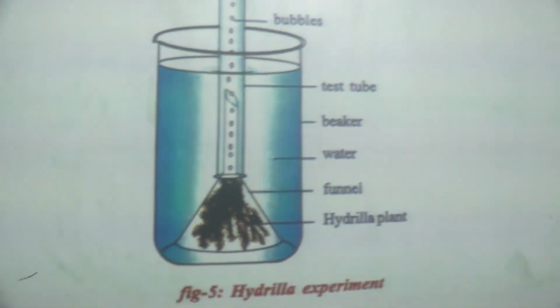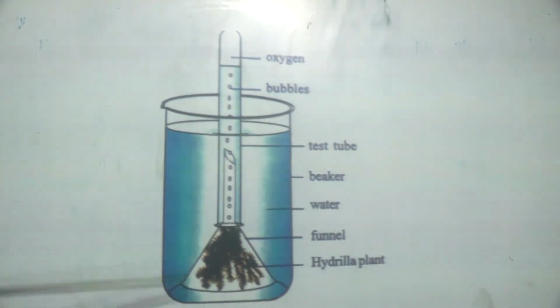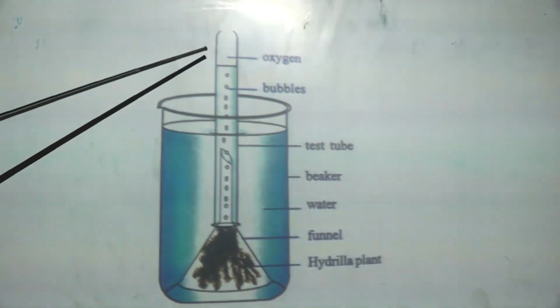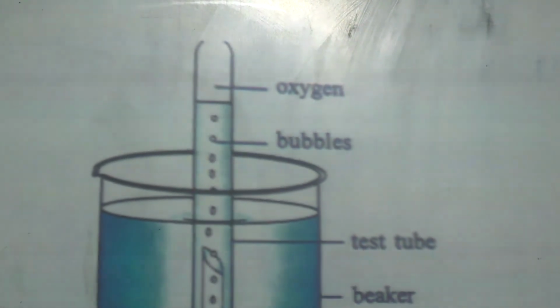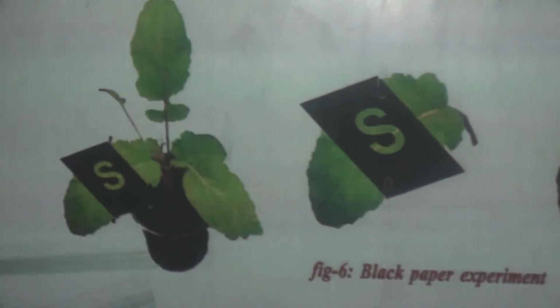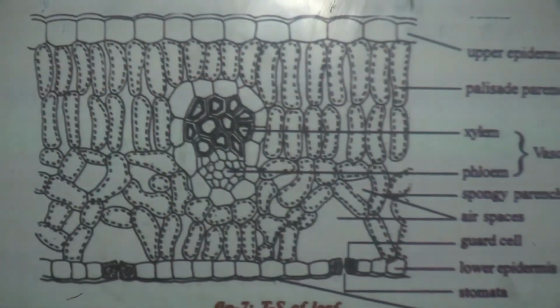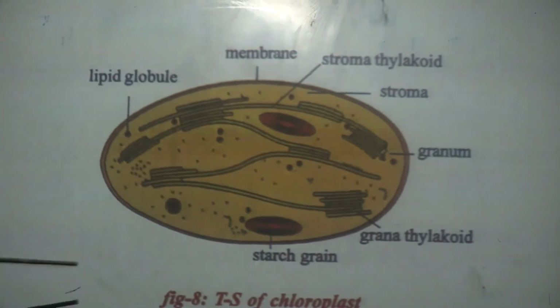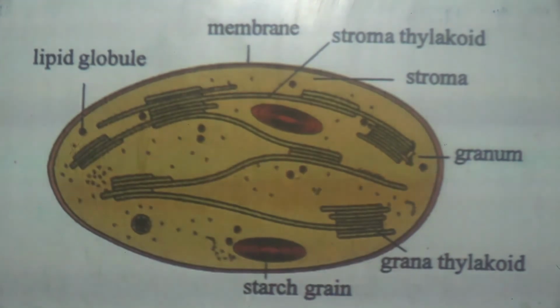And this is the hydrilla experiment. You have to write the aim, apparatus and all these things, and here you should not forget to write oxygen, because oxygen is released from the twigs of hydrilla and comes to here. And this is the black paper experiment, showing that light is essential for the process of photosynthesis. And this is the structure of chloroplast. In this chloroplast itself, total photosynthesis is carried out.